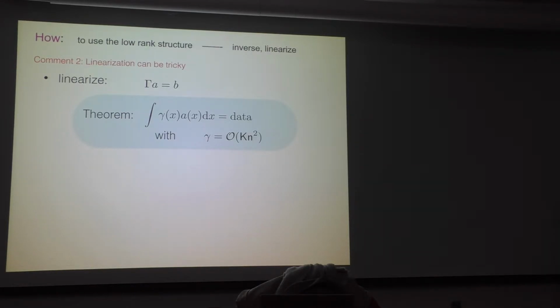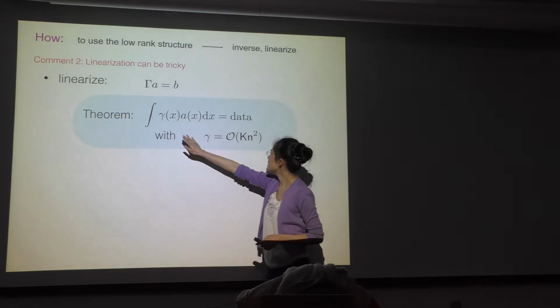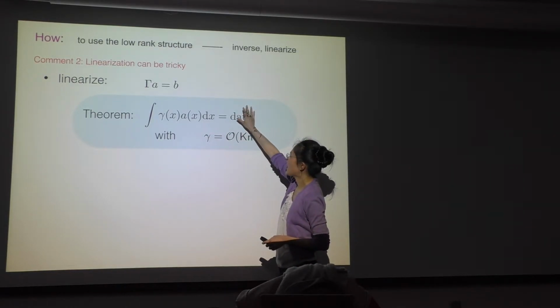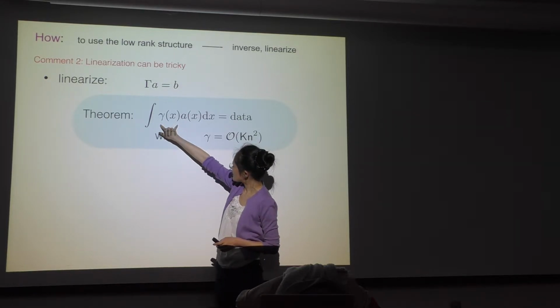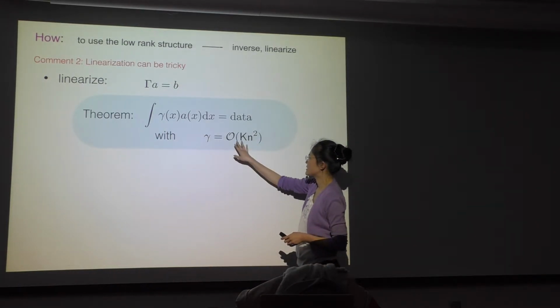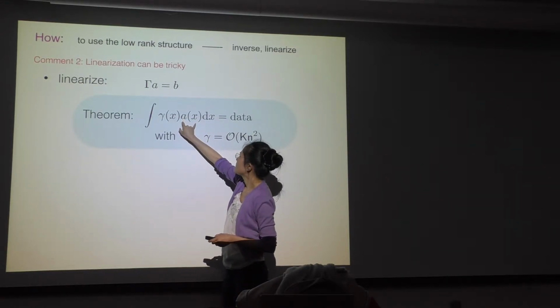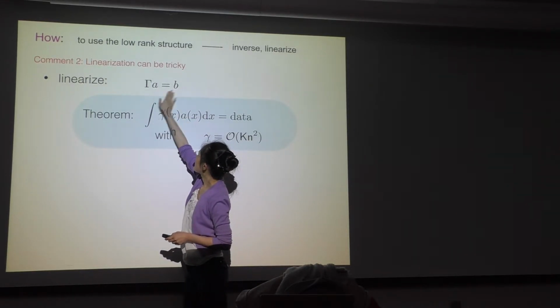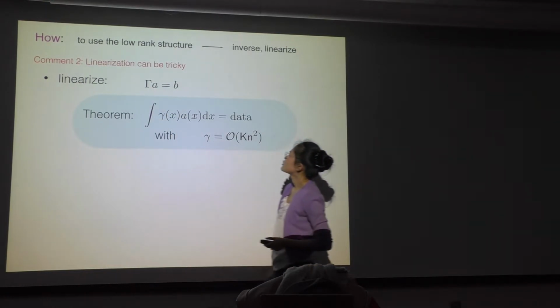The second comment is the linearization is tricky. So over here, I finally write it in this linear system. I have the data on the right-hand side and have some function that I can explicitly write down, and I can show it's small, and I want to reconstruct this media A. Or in the linear algebra setting, I write it as a matrix times something you want to recover equals my data.